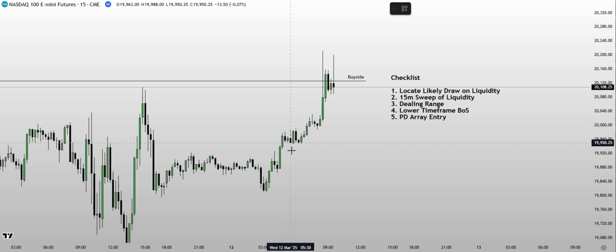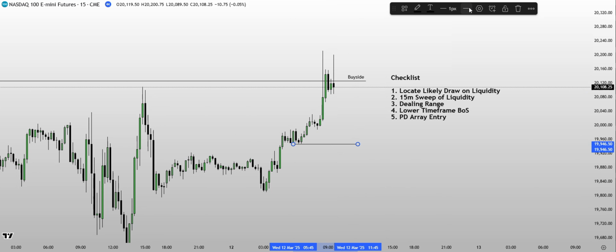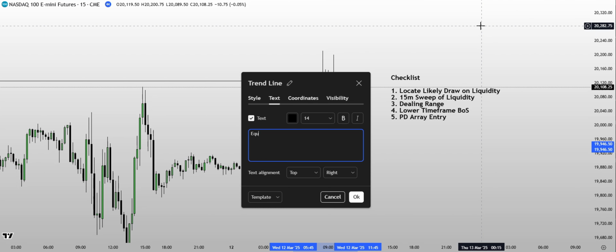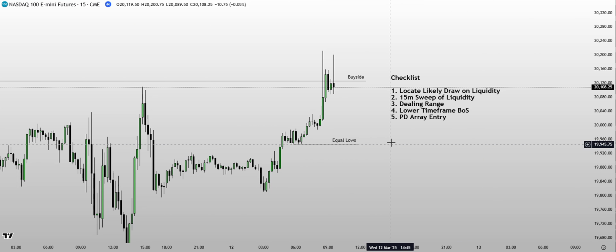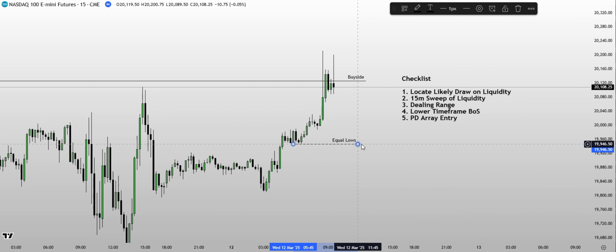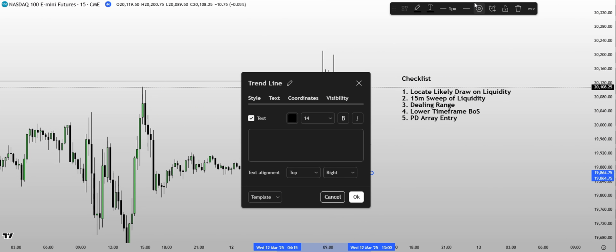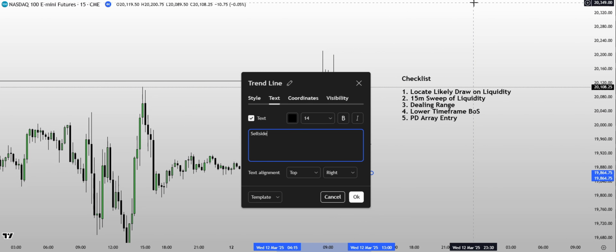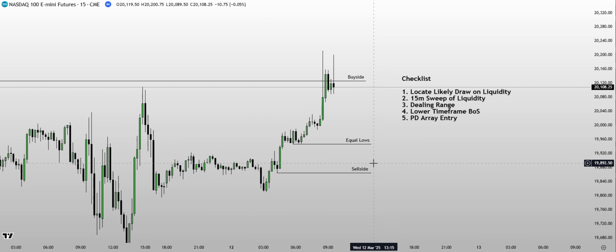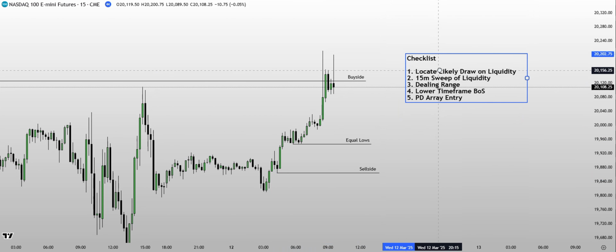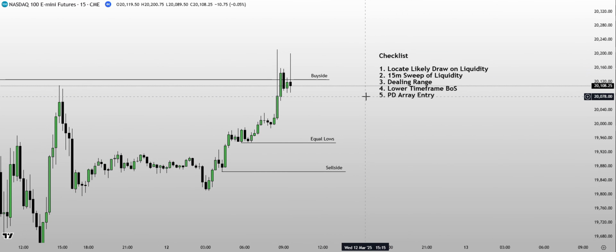And one of those draws is equal lows right here. So we have equal lows here. And so yes, we do have clear draws for price. We have sell side right here that price can gravitate towards. So we do have draws for price. So that is steps 1 and 2 done.